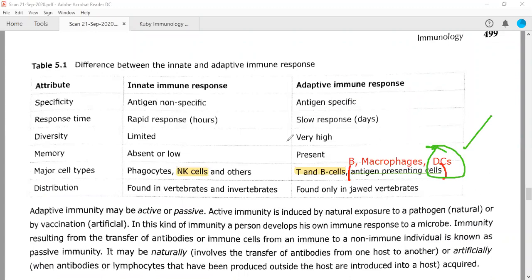All right. So what are the other differences? Specificity: if we talk about specificity, the innate immune response cells, which are actually the phagocytes, neutrophils, eosinophils, and macrophages, are non-specific to antigen. But adaptive immune responses are antigen specific.